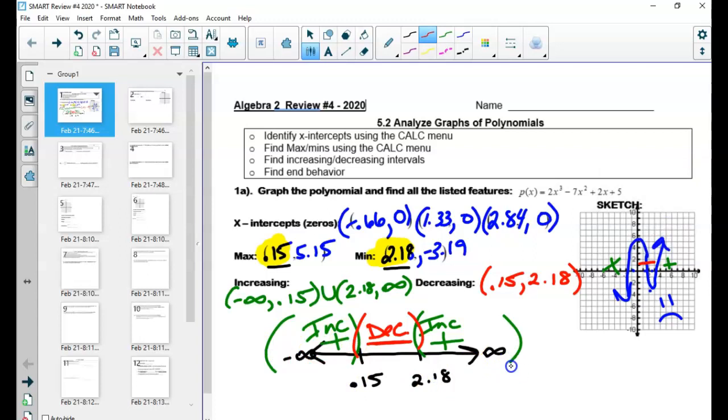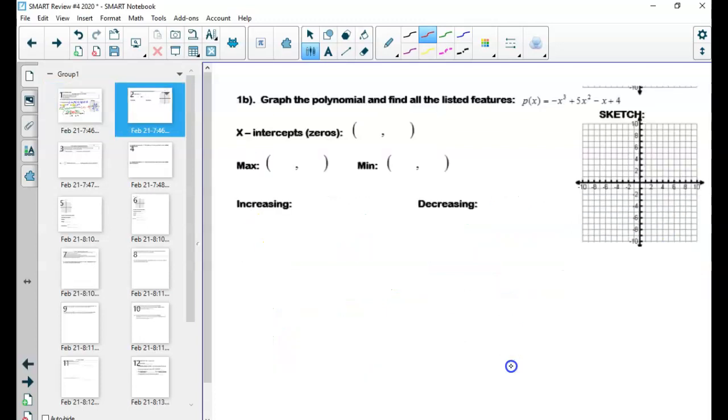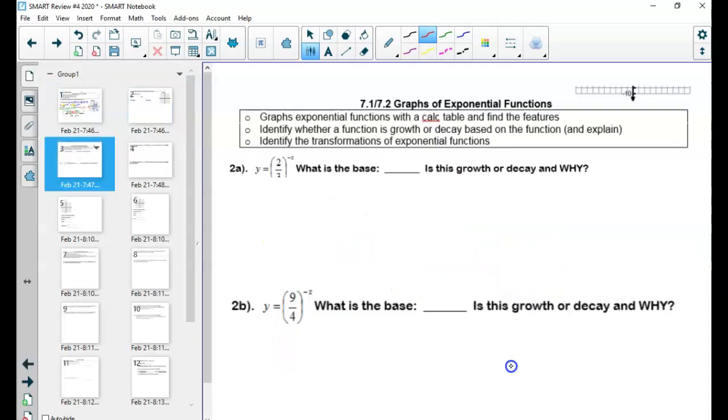Alright, so that's how we're going to do graph analysis this time. I really encourage you guys to use the number line. I think it works beautifully. I want to see the number line on everybody's question. So just like always, we're going to be doing not every question, but every other question.